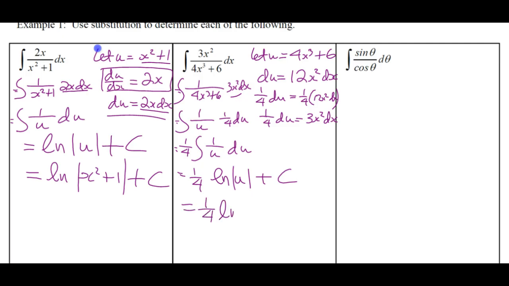So what is it? It's 1 quarter ln of 4x cubed plus 6, plus c. Now, maybe you wouldn't have figured that one out yourself. But when you're doing integrals on the tests, exams, whatever, if you can figure it out, you can guess and check it, by all means, go ahead and do that. It's like factoring. I don't care how you do the integral, unless the question says use substitution to determine the integral, then you're going to have to show that.